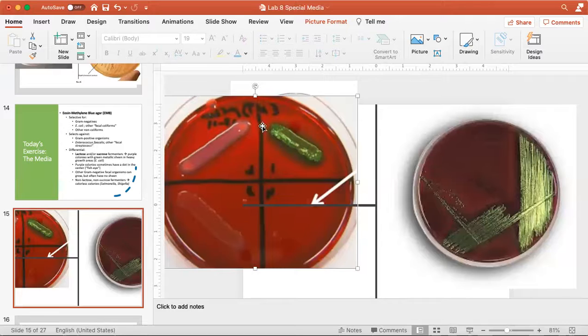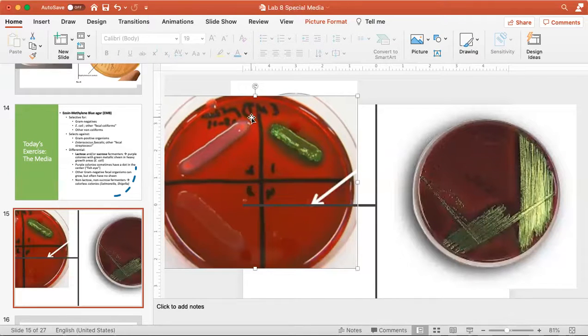So this is E. coli. It's growing, so I know it's gram-negative, and I know it's enteric. I know it's an intestinal organism. I also know that it's fermenting lactose and or sucrose. So I know it's a coliform because coliforms are fermenters. And the reason I know it's E. coli is because it has that green color.